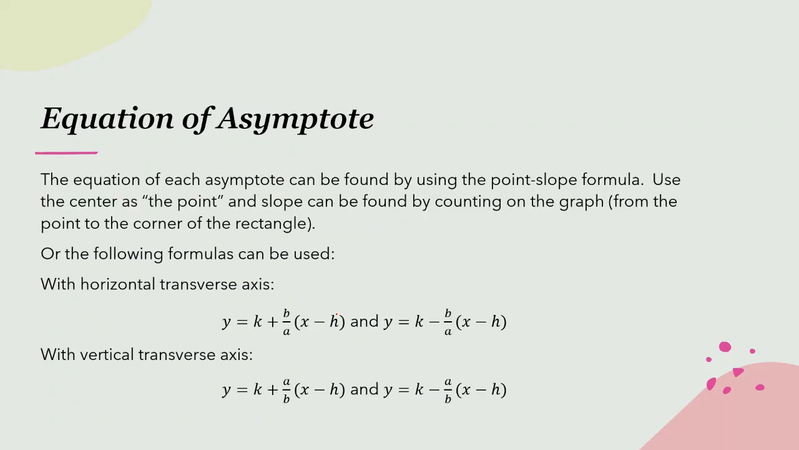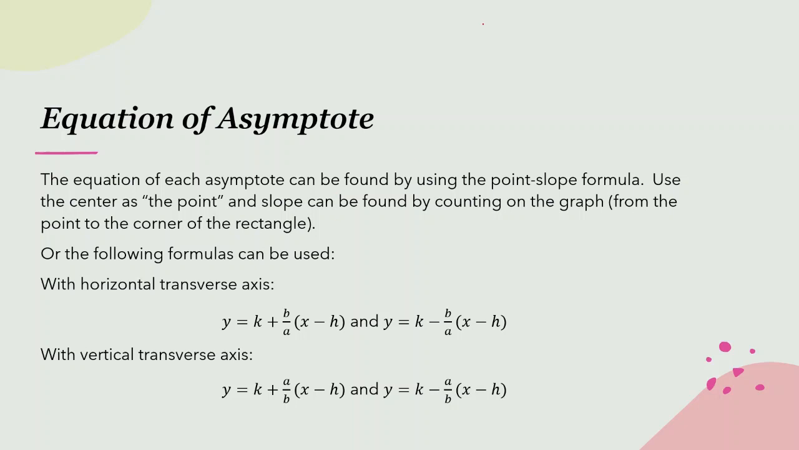So here in hyperbola, we also have the equation of the asymptote. The equation of each asymptote can be found by using the point-slope formula. We can use the center as the point, and the slope can be found by counting on the graph from the point to the corner of the rectangle. Or easily, we can just use these formulas here.